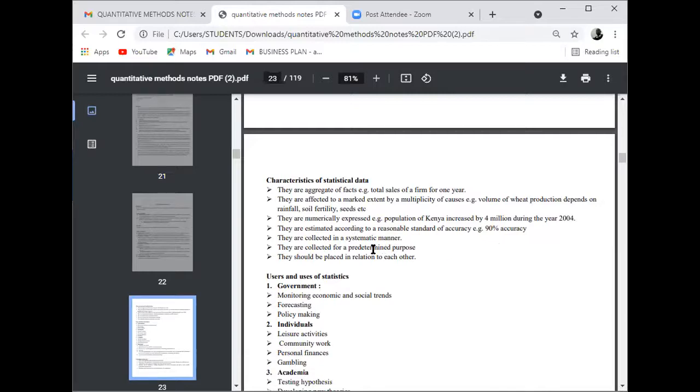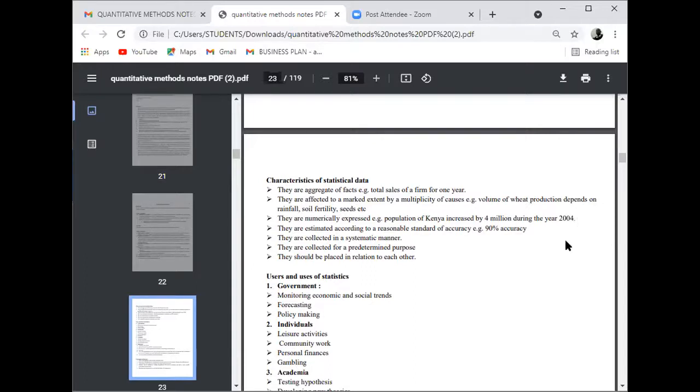Then it is collected in a systematic way. In a systematic way, here we say that there are steps that need to be followed when you are collecting the data. They are collected for a predetermined purpose. When you are doing statistics, you are doing that with a certain motive at the back of your mind, and they should be placed in relation to each other. Like, for example, when we do the census, we can say that the census for 2019, we find that there was an increase in the population by 10% compared to the census that was done in the year 2009. There must be a comparative aspect.